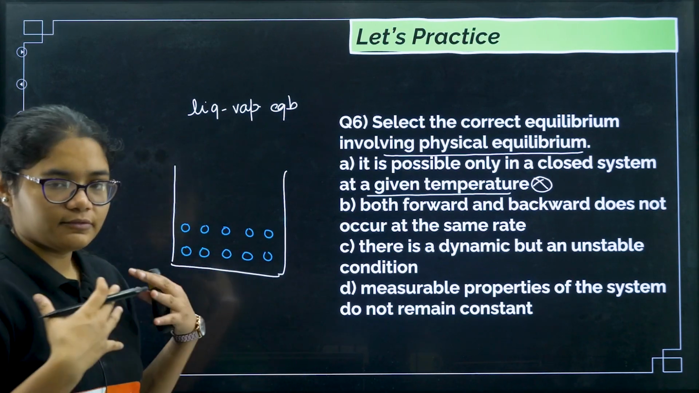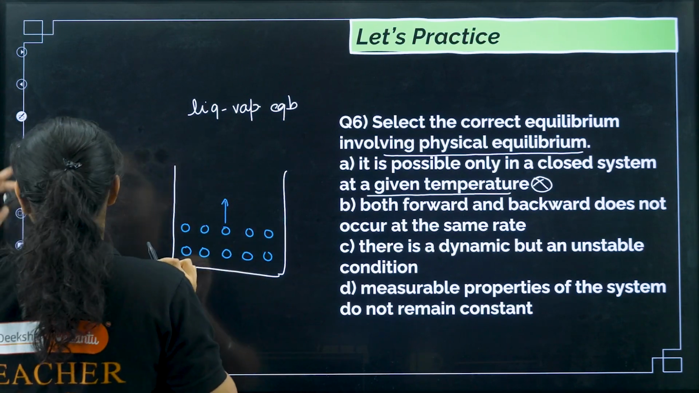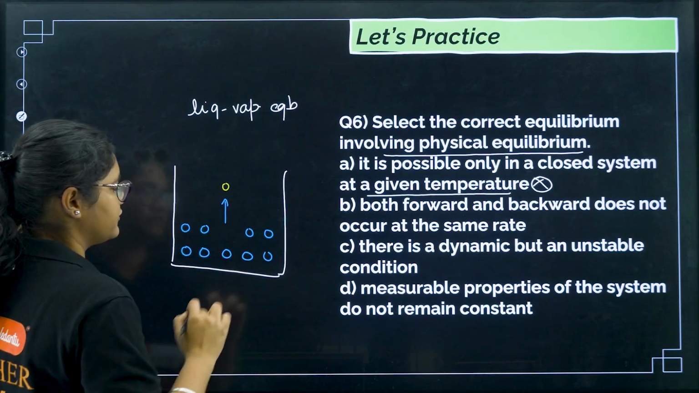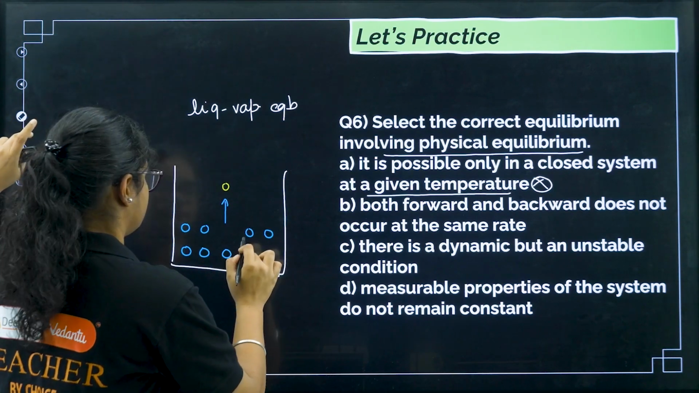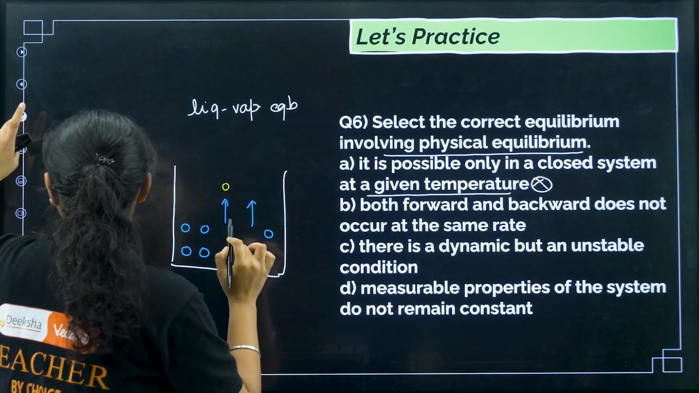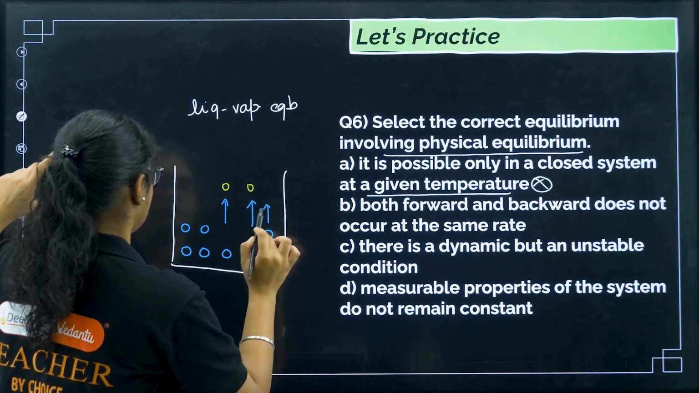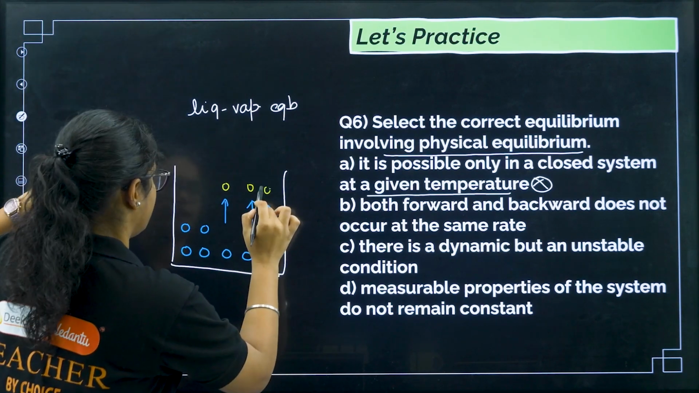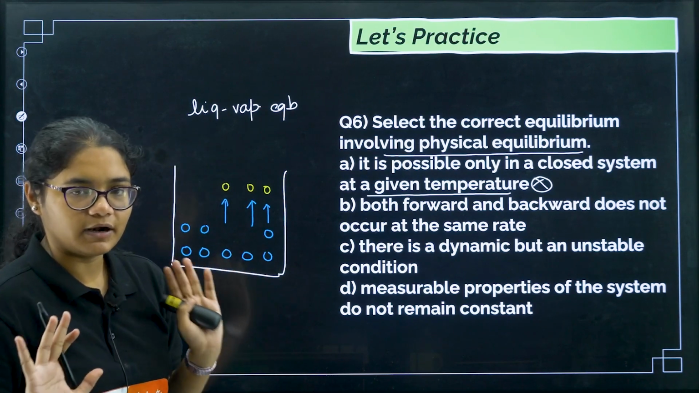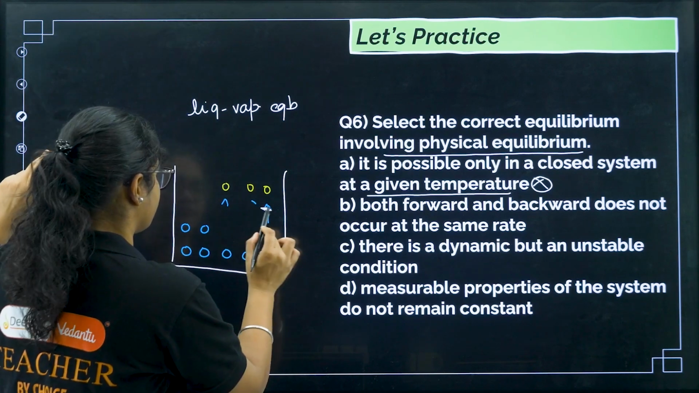Now vaporization is taking place. One molecule went to the vapor phase. So now there is one molecule in the vapor phase. Another molecule went to the vapor phase. Now what happened? One more molecule went to the vapor phase. So we will get 3 molecules in the vapor phase, right? So after this what happened? Equilibrium attained. Now I can say that the equilibrium was attained after this.